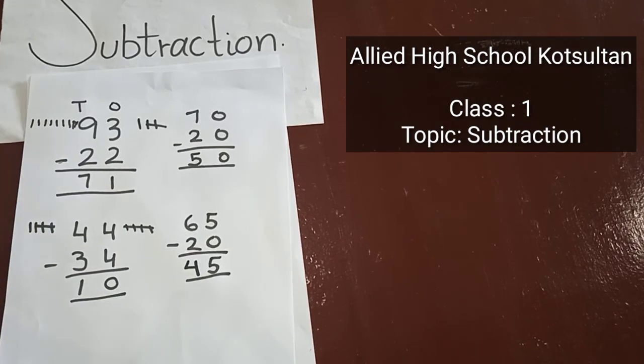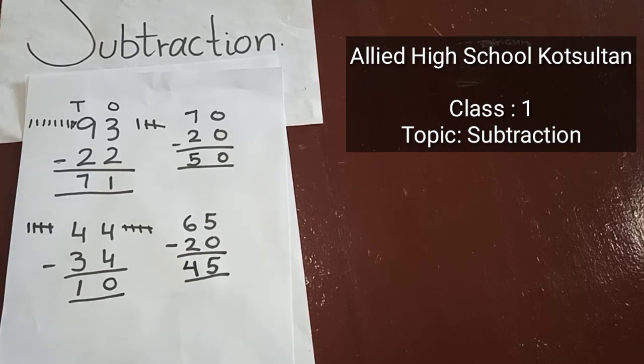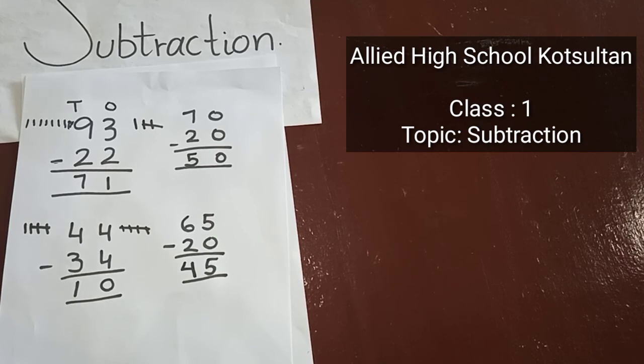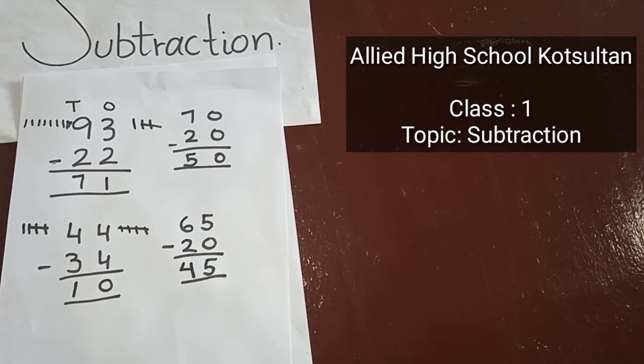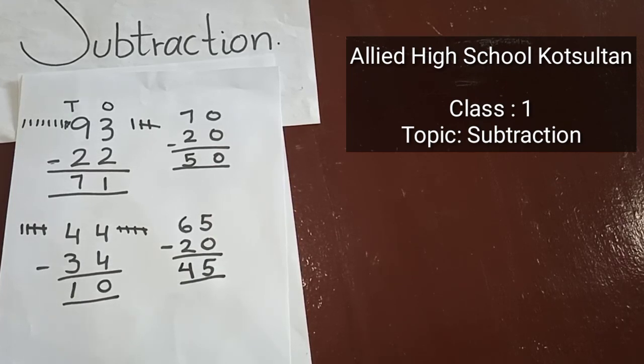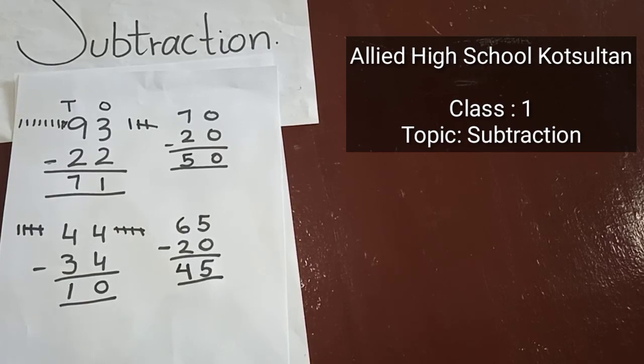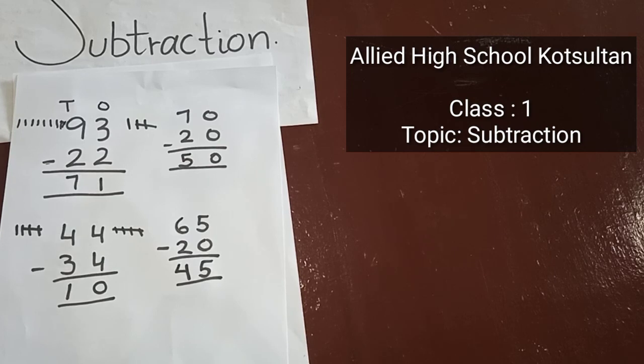All right. So these are the examples of subtraction sums. Now you can get the idea or the concept of how we do subtraction and what the facts related to it are. Now you can solve these subtraction sums in your book, which is on page number 78 and 79.